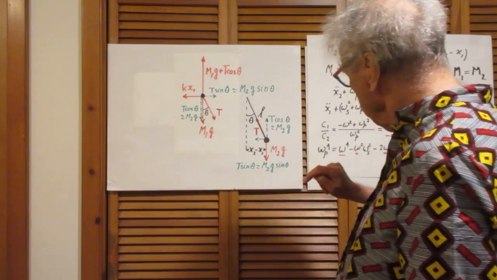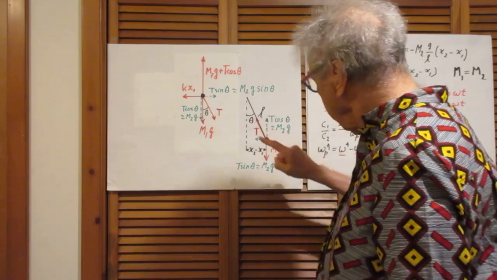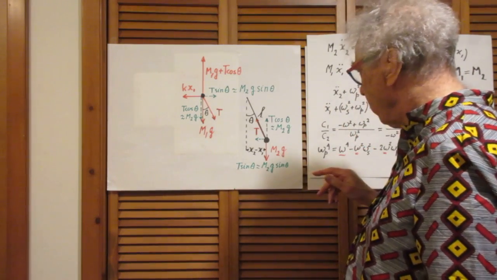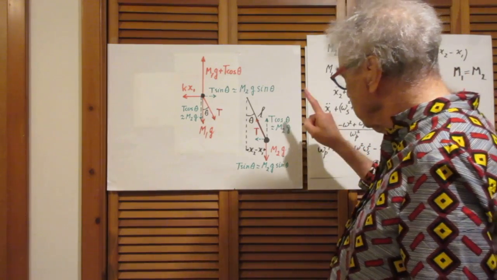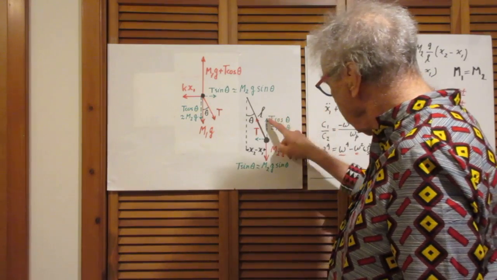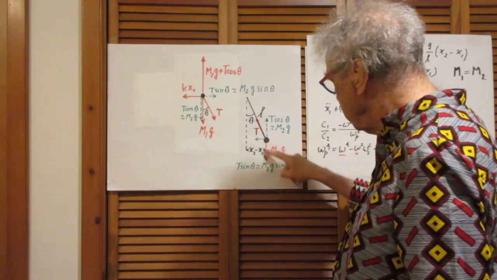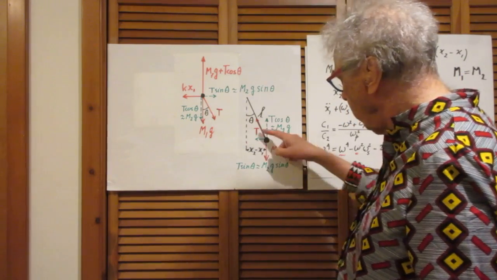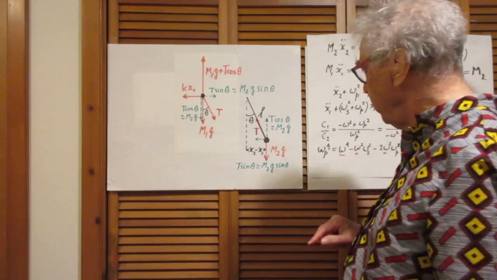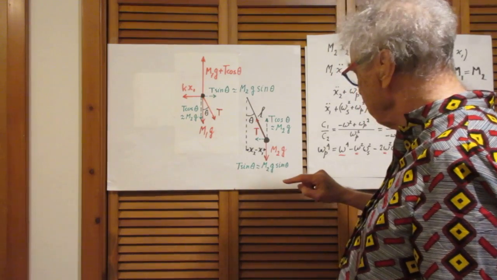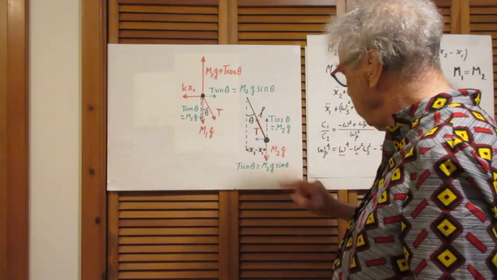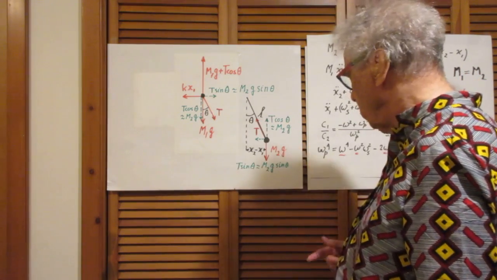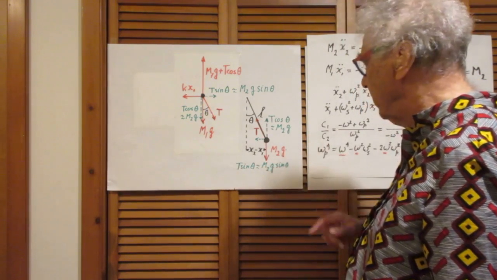Since the angles are very small, the cosine of the angle is very close to 1. That means that T is therefore approximately the same as M2G. This component in the horizontal direction, which is the one that we have to work with, is T sine theta. And since T is very close to M2G, it's approximately M2G sine theta.